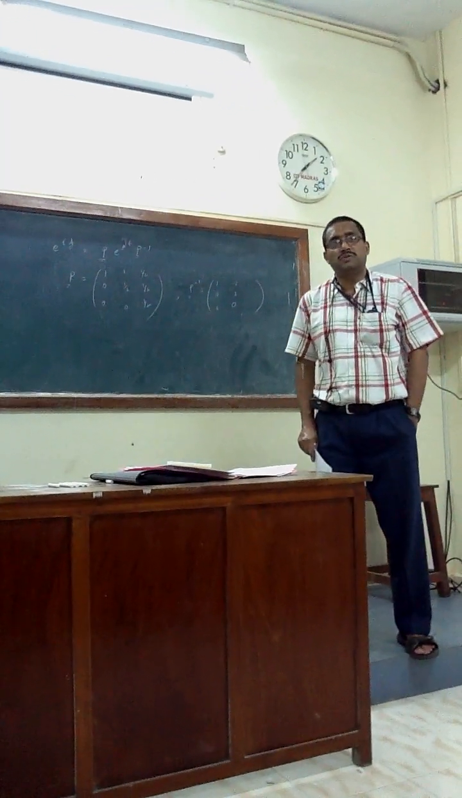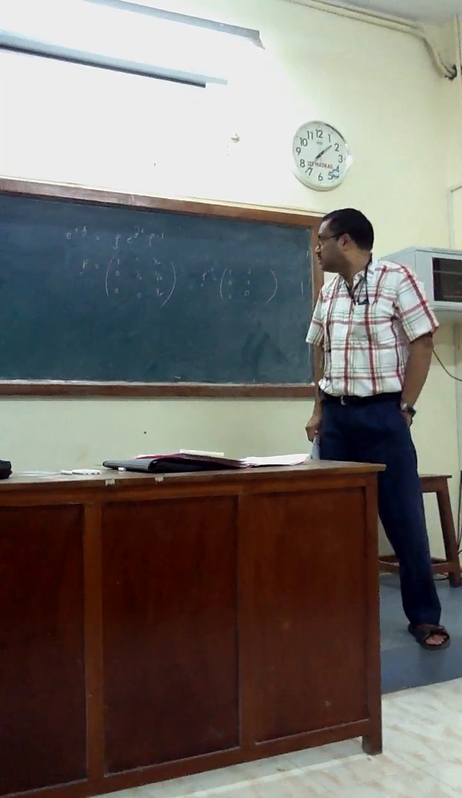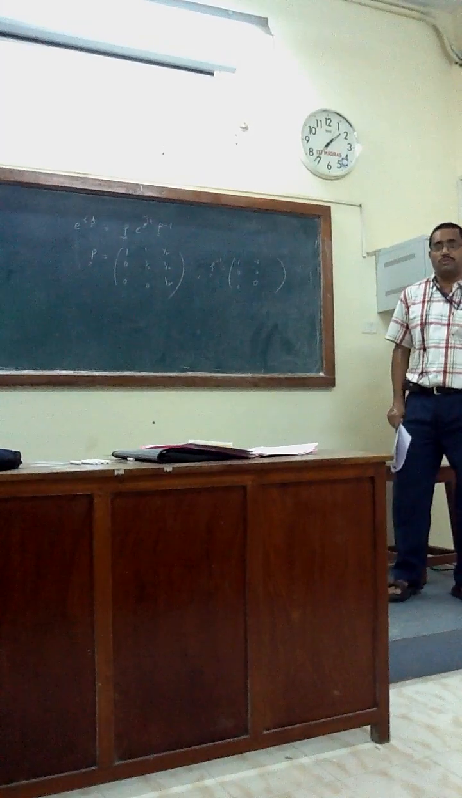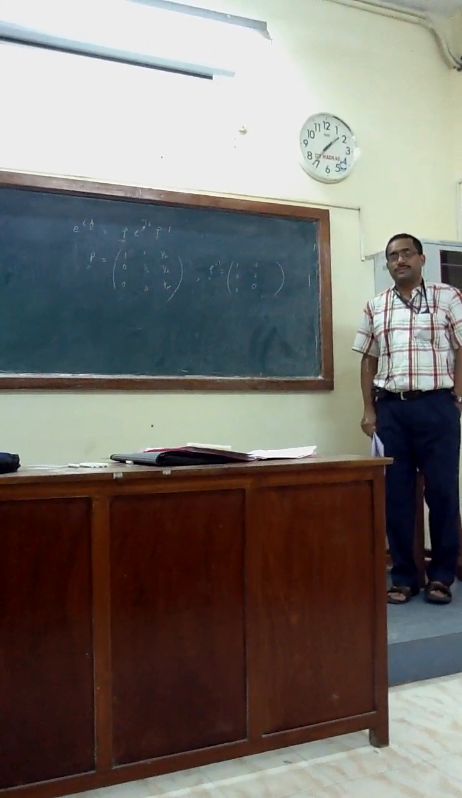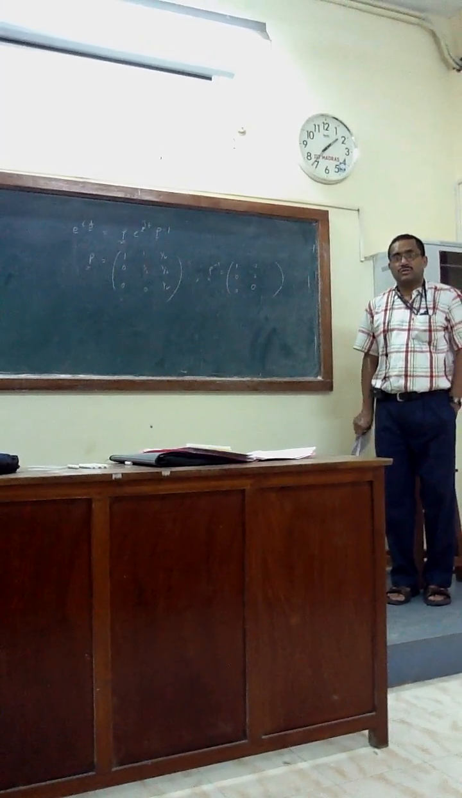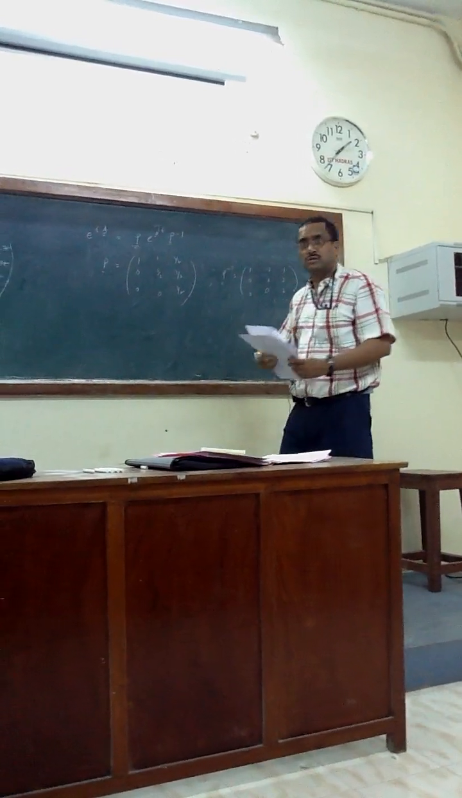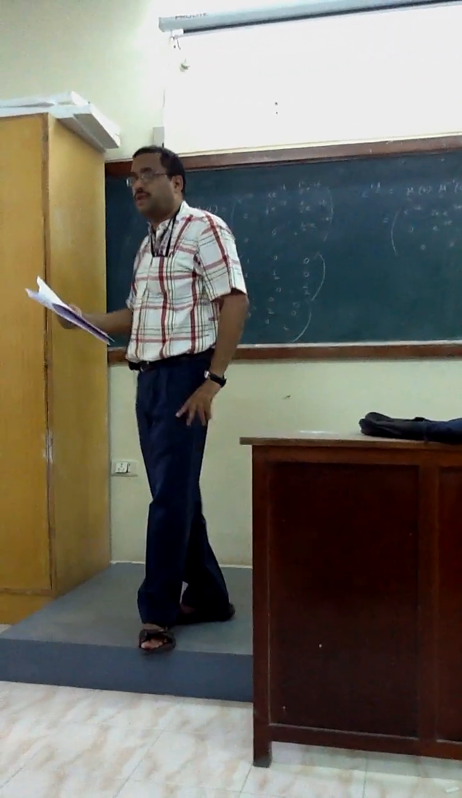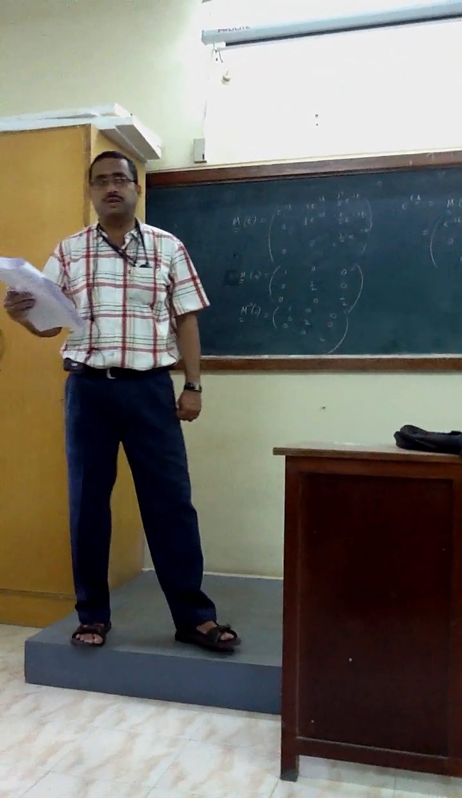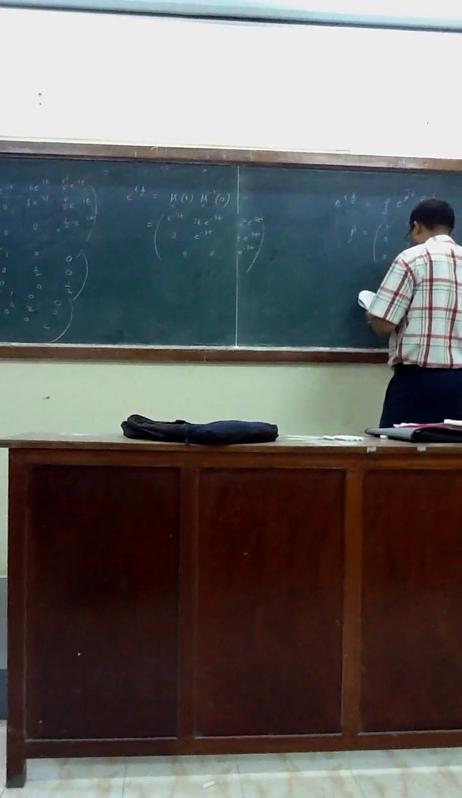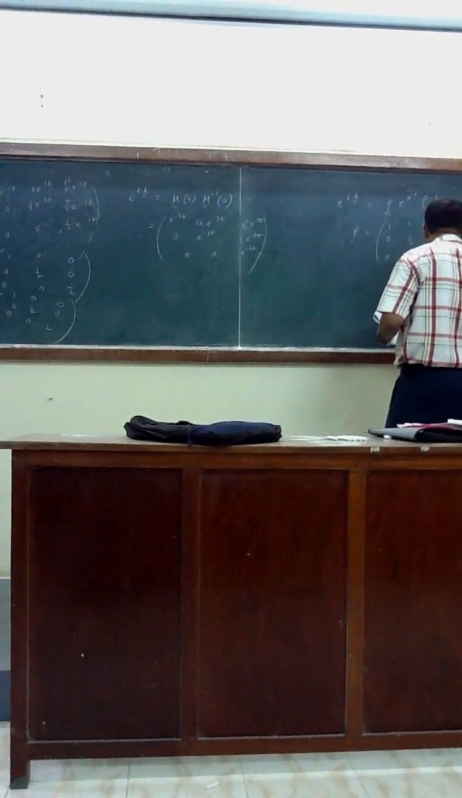Okay, the answer is 1 2 2. You can verify that if you multiply P inverse and P, it should be I, the identity matrix. And the J matrix will be what? Minus 3 1 0, 0 minus 3 1, 0 0 minus 3. The J matrix.